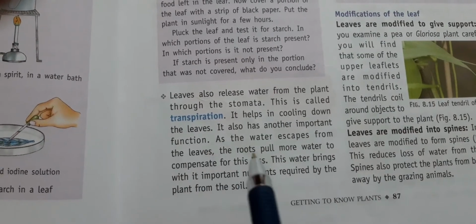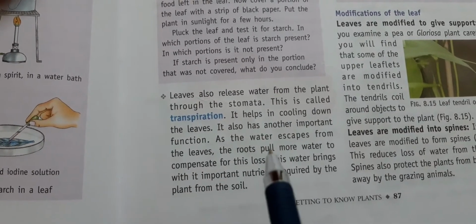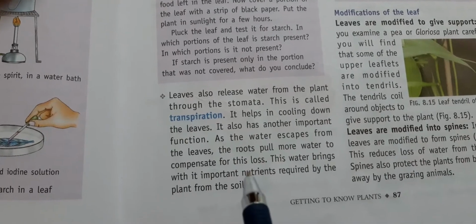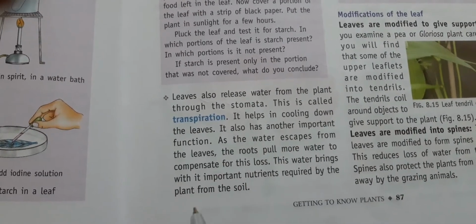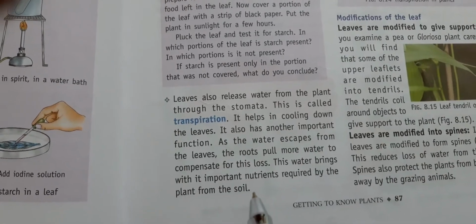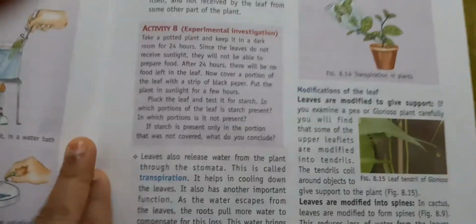Another important function is that the water escapes from the leaves to pull more water to compensate for this loss. This water brings with it important nutrients required by the plant from the soil. So transpiration is also very important.